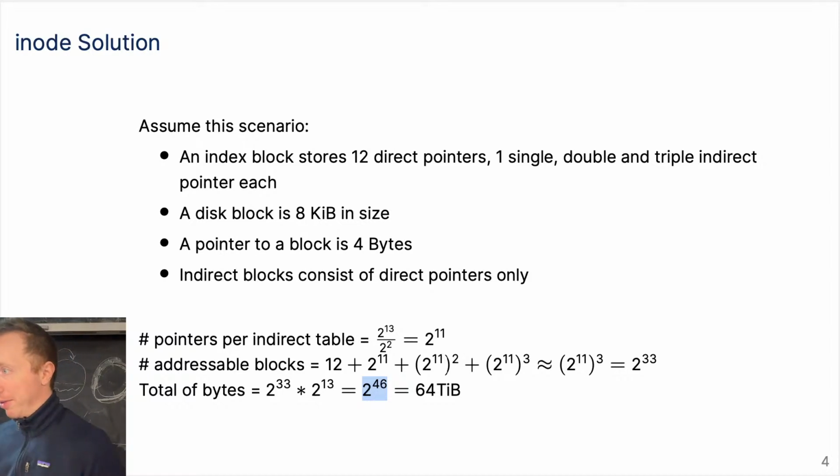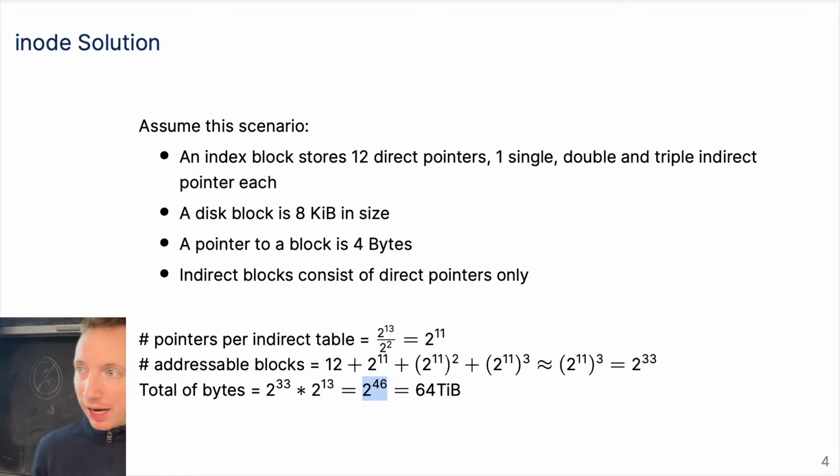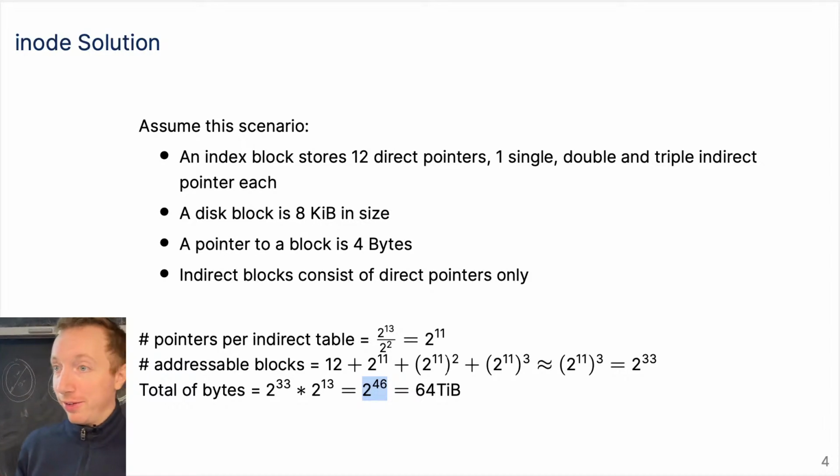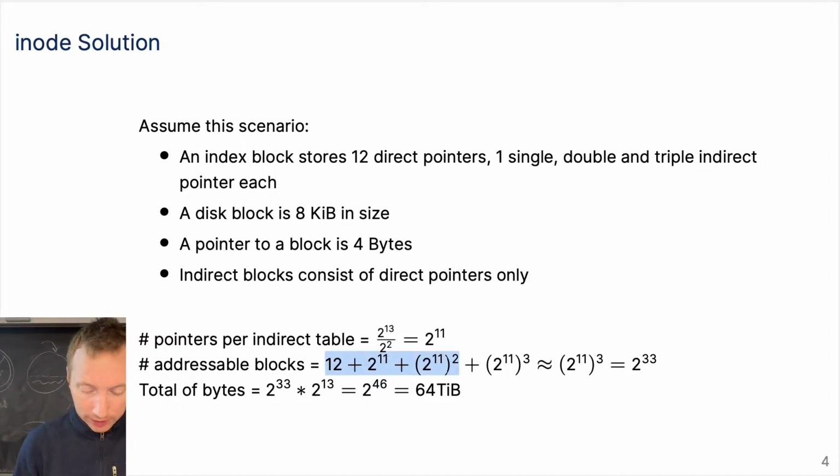So that's more like a file system we would have nowadays, and this is the actual structure the kernel uses. So there is a maximum file size, and it's 64 terabytes for a single file. It'd be slightly over this because we did an estimate, so you could have this many more blocks, but ballpark, it's about 64 terabytes.